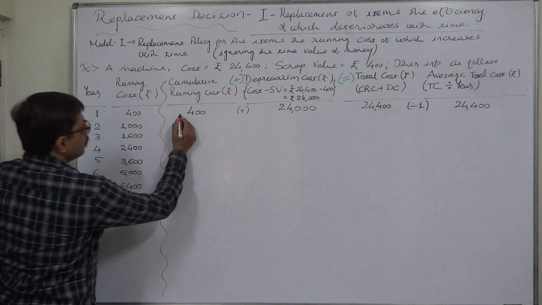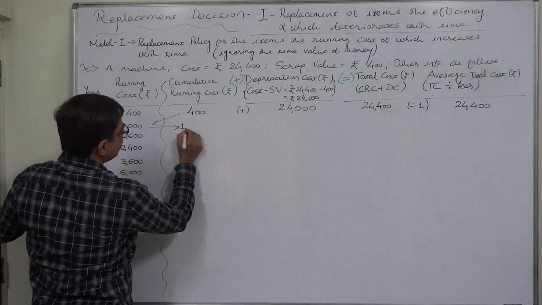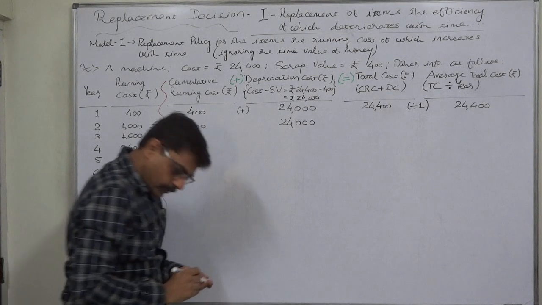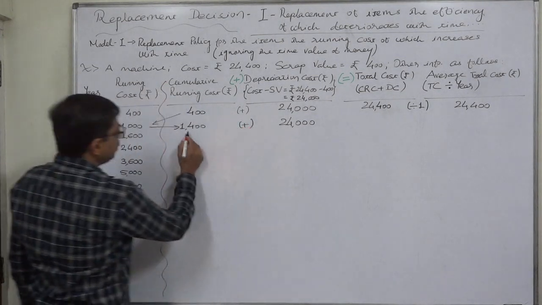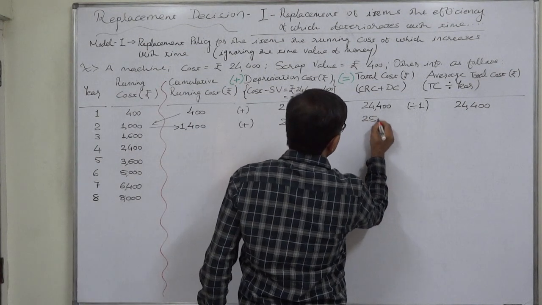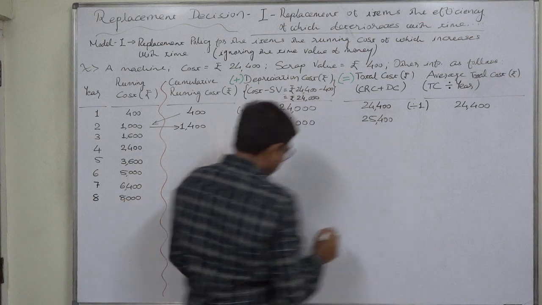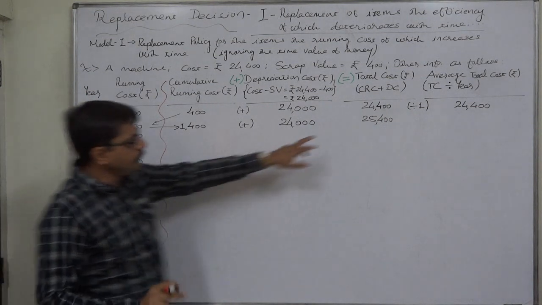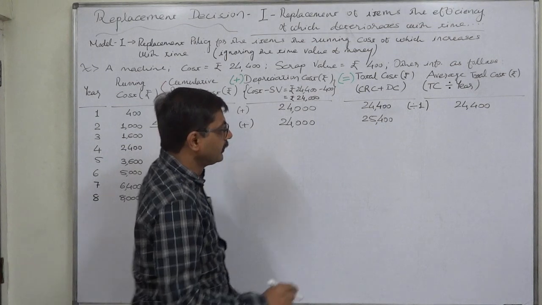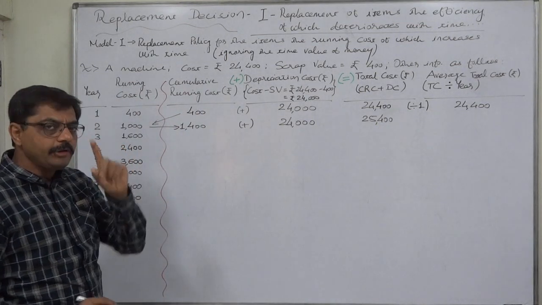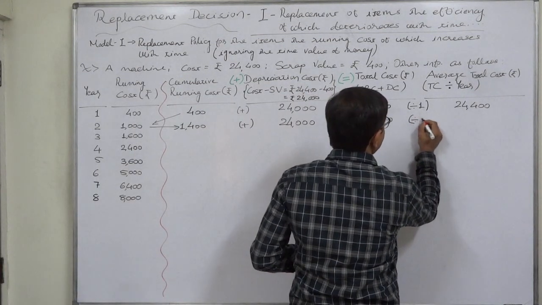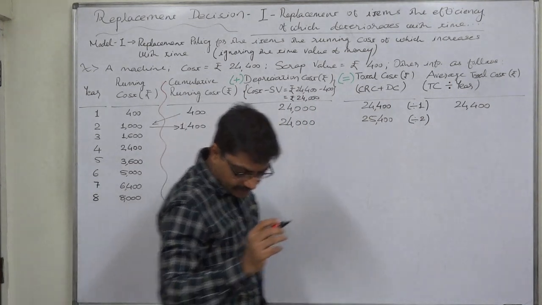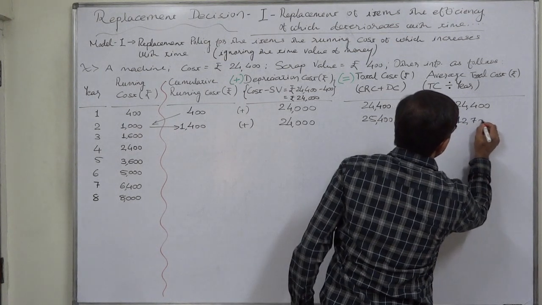Now second year. 400 plus 1000, it will be 1400. The depreciation cost remains constant because of constant scrap value. So now it will be 1400 plus 24,000, 25,400. So the total cost of using this machine for 2 full years comes to 25,400. Now we have used the machine for 2 years. So we have to divide this total cost by 2 years. So it will be 12,700.